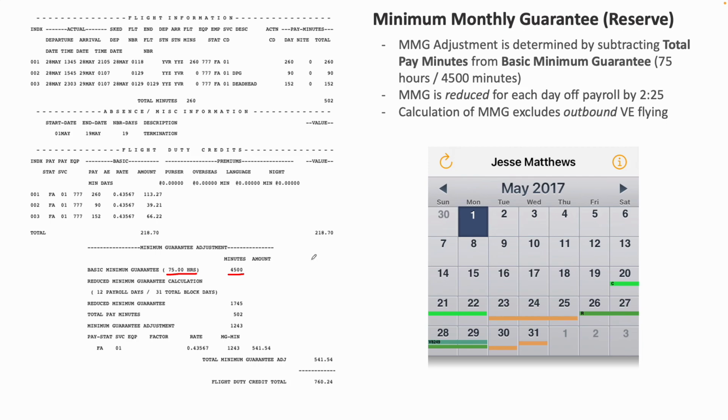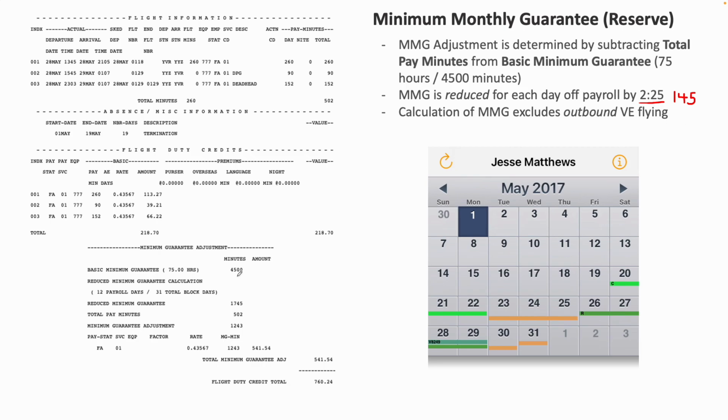If for some reason we are not available for a portion of the flying month, then our minimum monthly guarantee is reduced to reflect that time off of payroll. The reduction is 2 hours and 25 minutes, which in minutes only format is 145 minutes. And 145 minutes is multiplied by the number of days off of payroll, and that tells us the new minimum monthly guarantee that we need.